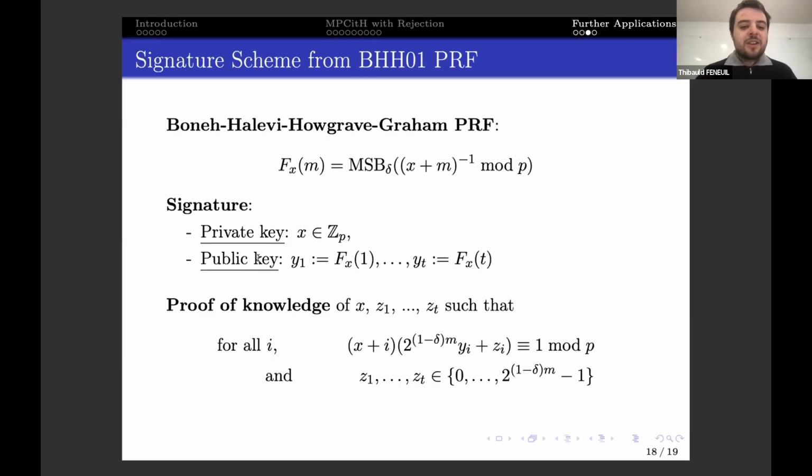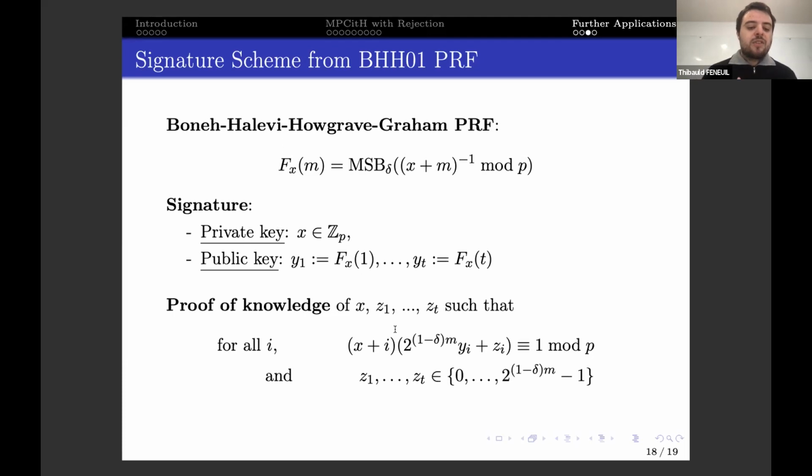As the last application, we propose to build an efficient signature scheme from the Boneh-Halevi-Howgrave-Graham PRF. This PRF, using a secret key X and a message M, outputs the most significant bits of the inverse modulo P of X plus M. The private key of our signature would be the secret key of the PRF, and the public key of our signature would be some outputs of this PRF for public constants 1, 2, until T.